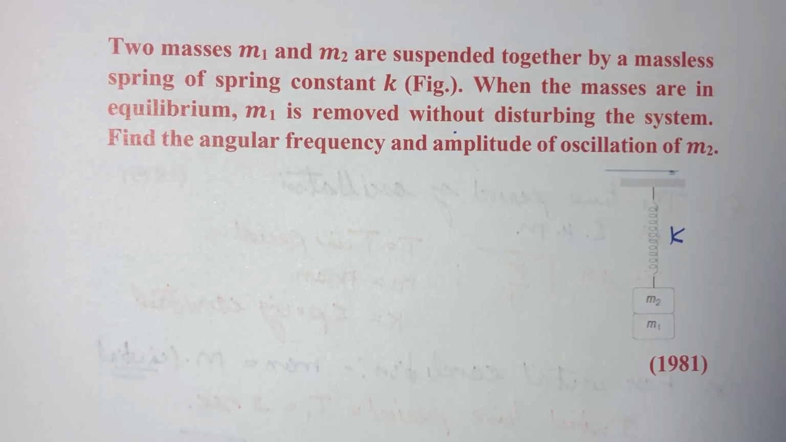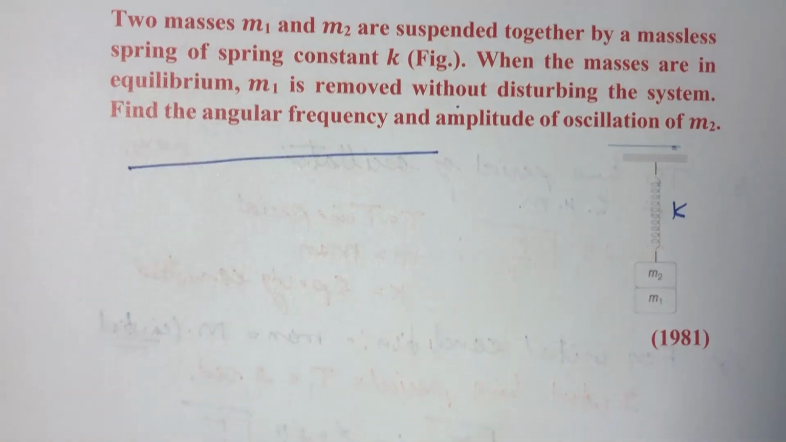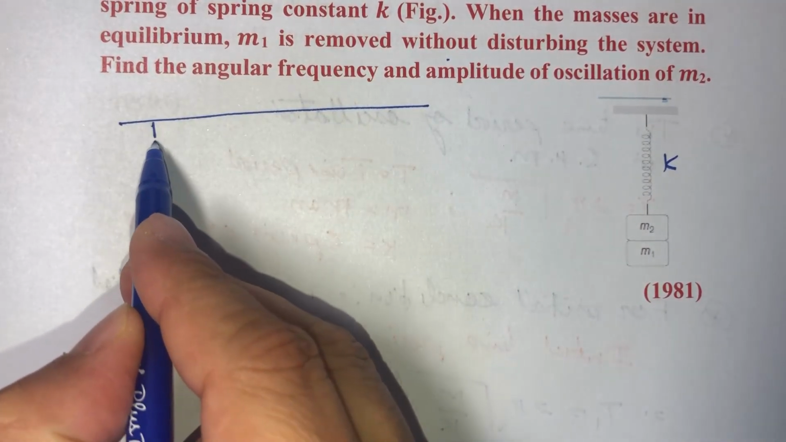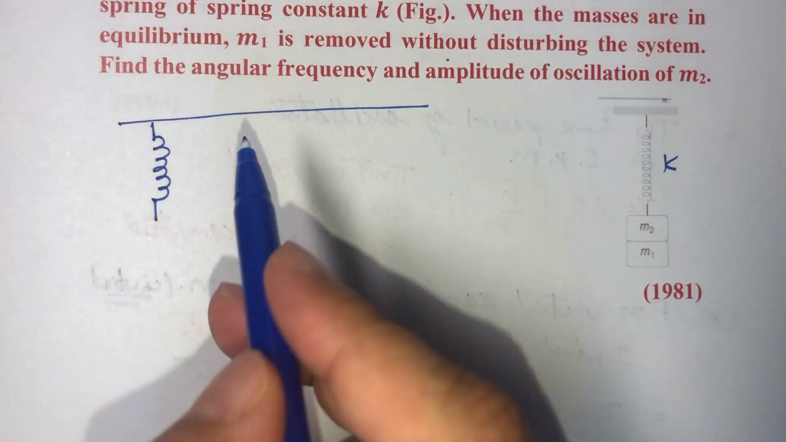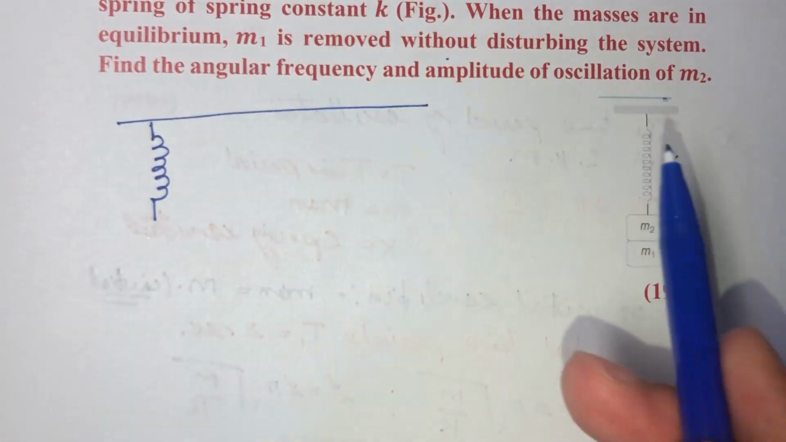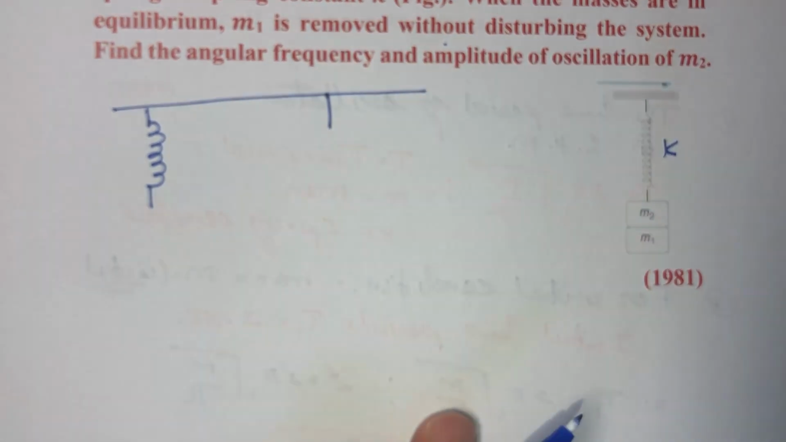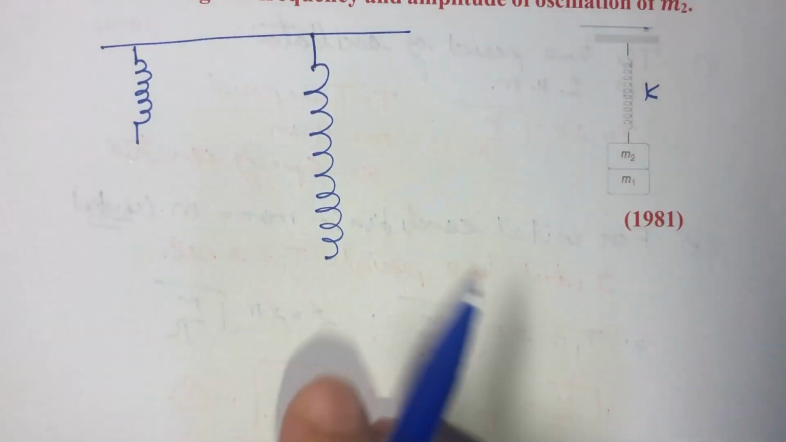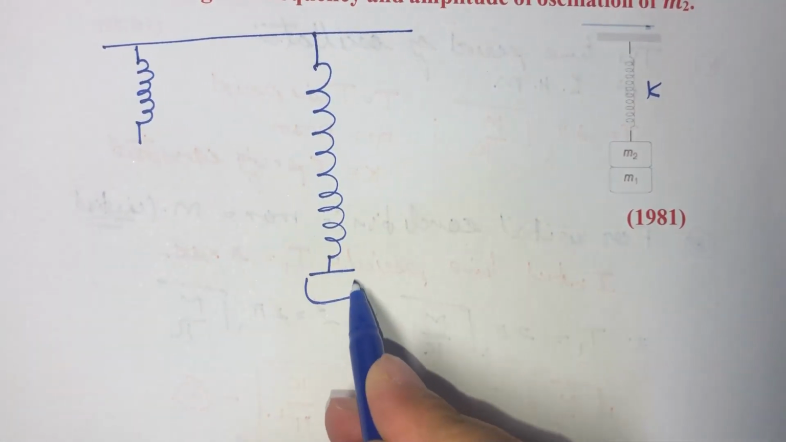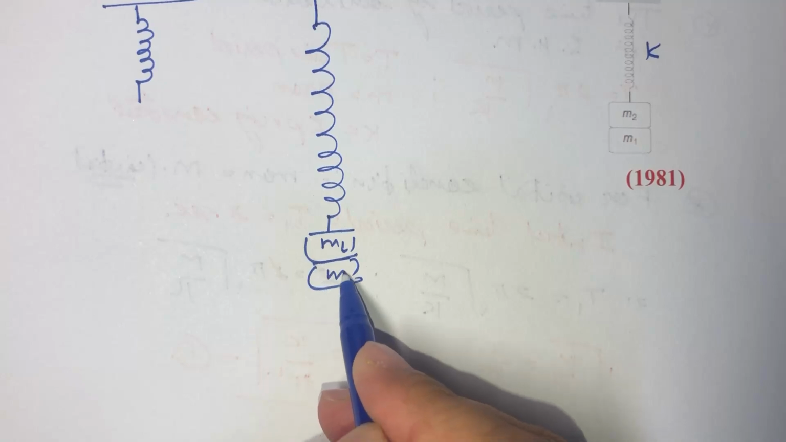So let us redraw this figure. Let us suppose this is our spring, and here there is no mass connected to it. Then we can draw that there are two masses connected to it. This is our m2 and this is our m1.